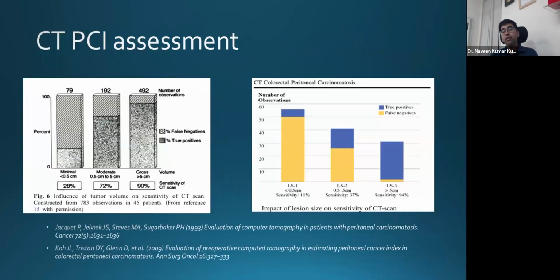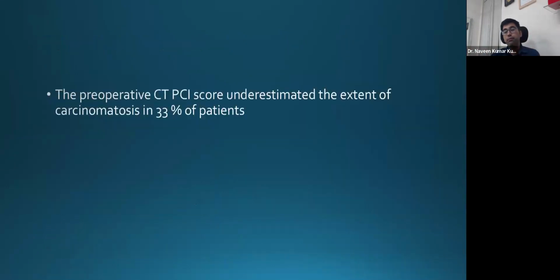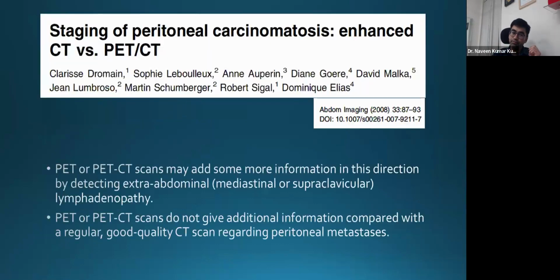Now, these two graphs clearly indicate that for 0.5 centimeter disease, the sensitivity is just 28% in this particular study by Jacquet et al., and just 11% in this study by Koh et al. So when the lesion size decreases, the sensitivity of CT to help us predict the PCI is very, very low. So the preoperative CT PCI basically underestimates the extent of carcinomatosis because we are not able to tell correctly whether there is less than 0.5 centimeter disease or not. And this underestimation is to the tune of 33%.